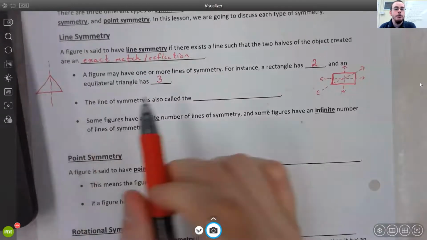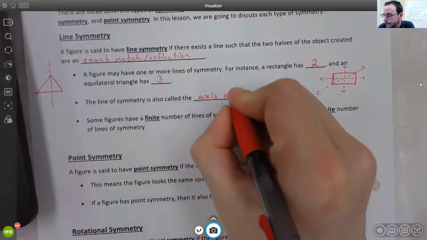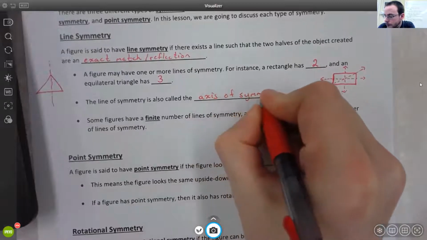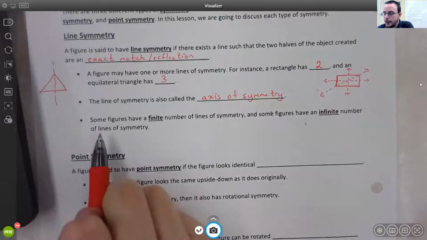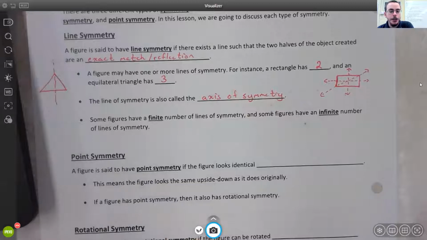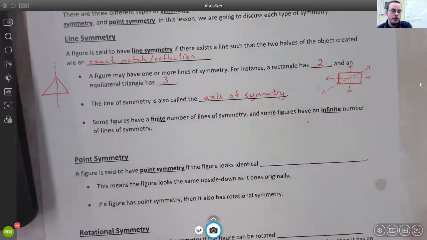So the line of symmetry is also called the axis of symmetry. So axis or line of symmetry, you may see either one of those. And some figures have a finite number of lines of symmetry, and some figures have an infinite number of lines of symmetry. So a finite number just means it can be counted with integers or whatever else. So for example, a rectangle and equilateral triangle have finite numbers of lines of symmetry.